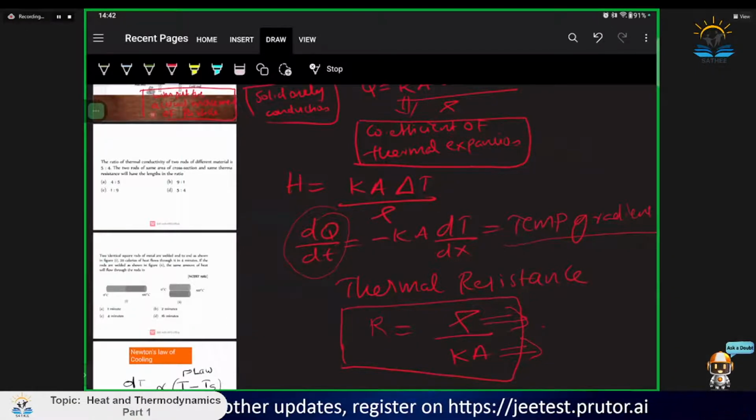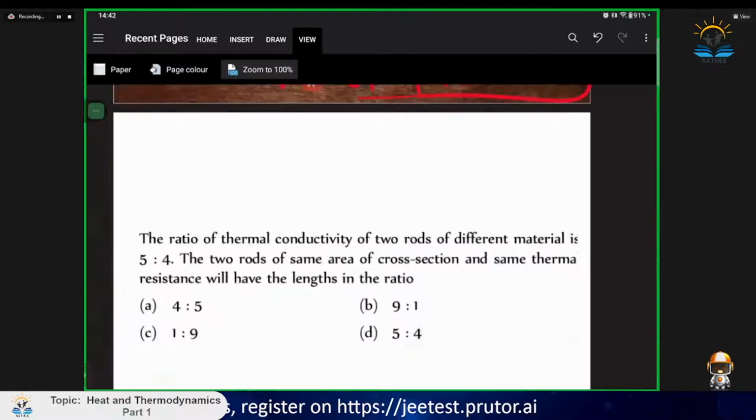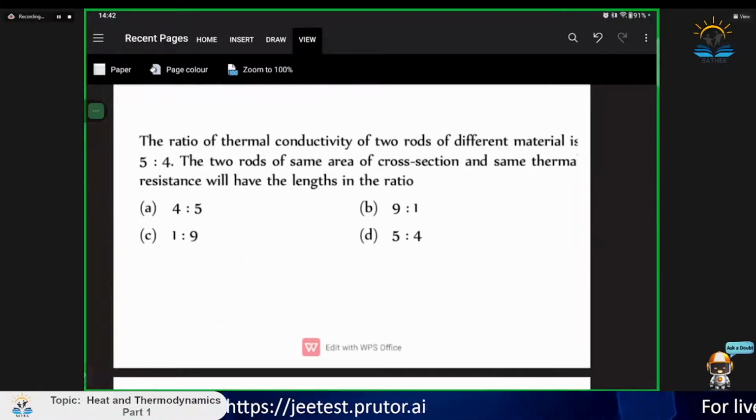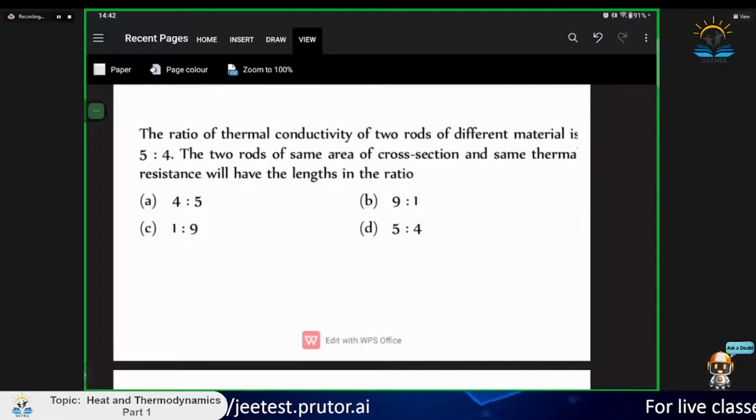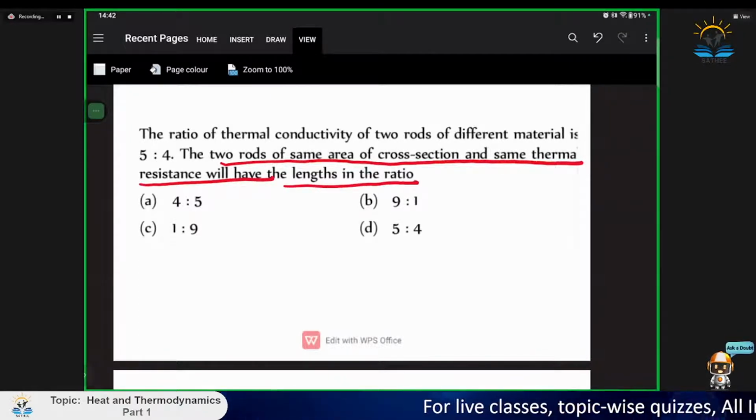Once doing a question, everyone will understand the thing. Okay. The ratio of thermal conductivity of two rods of different material is 5:4. The two rods of same area of cross section and same thermal resistance will have a length in the ratio.